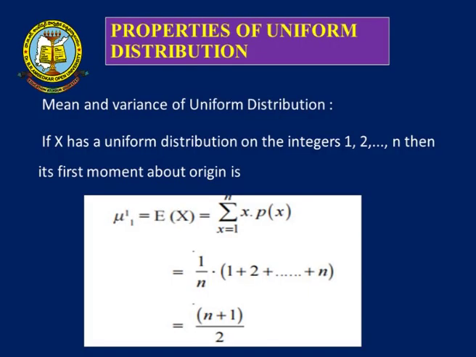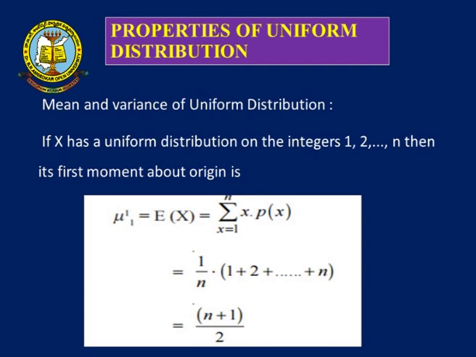Properties of uniform distribution. After the definitions, we are going to discuss important properties of uniform distribution. Like we can find the mean and variance of uniform distribution, moment generating function, and characteristic function of uniform distribution. First, we are going to discuss how to find the mean and variance of uniform distribution.